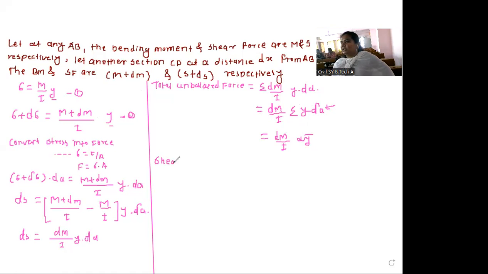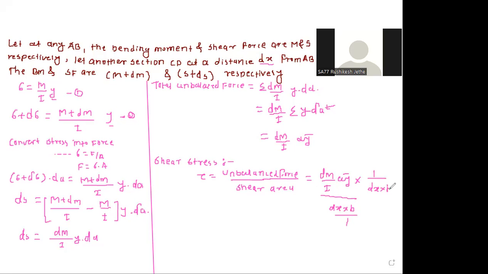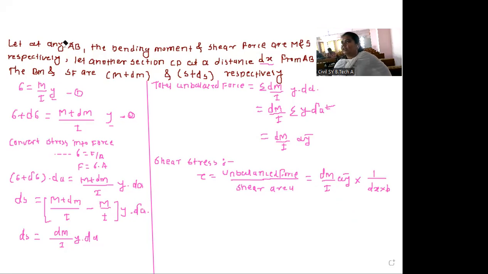After that, we will calculate the shear stress. So shear stress, tau, is equal to the unbalanced force divided by the shear area. The unbalanced force we have already calculated: del M divided by I into A y bar. Now this area: area is nothing but the width of that section into the depth. We have already assumed this distance del x into width. So the area in the denominator is dx into b. So when we shift it, it becomes 1 divided by dx into b. So this is the area, and from this we will calculate the shear stress.